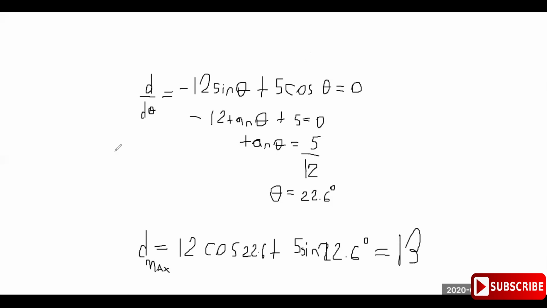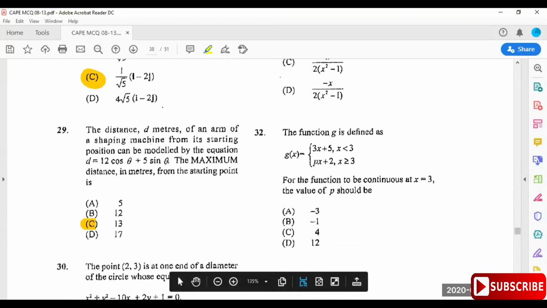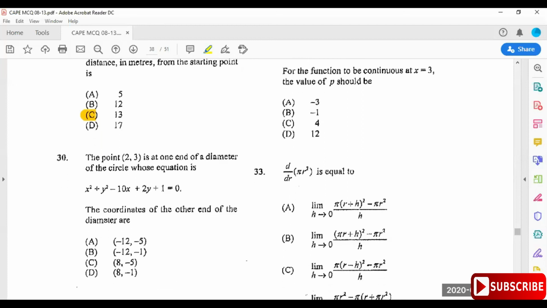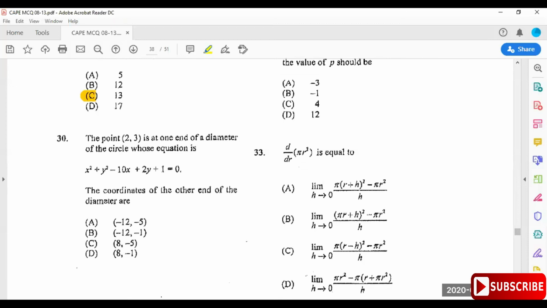All right, question 30. Sorry we spent so long on question 29. Question 30 gives us the point 2, 3, which is 1/8 the diameter of a circle, x squared plus y squared minus 10x plus 2y.